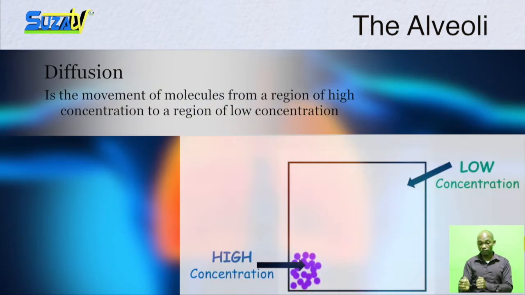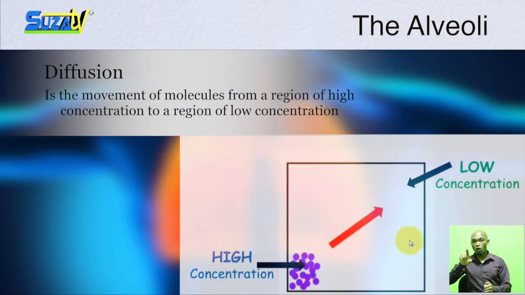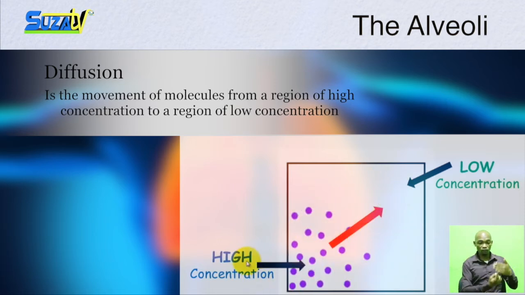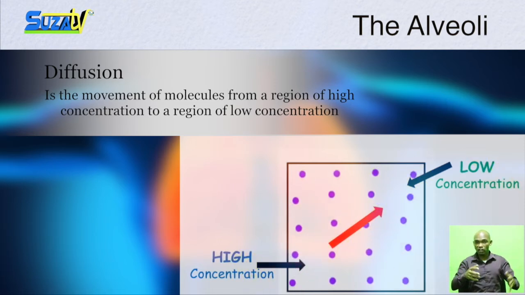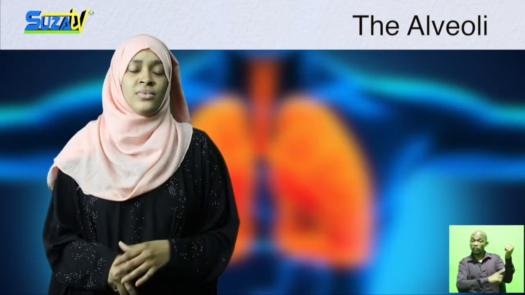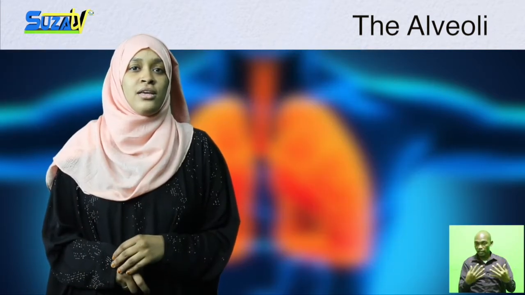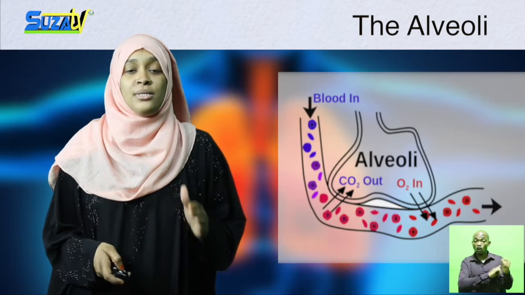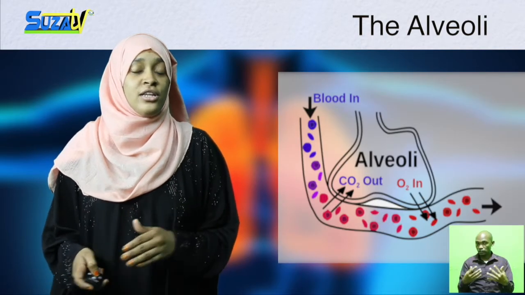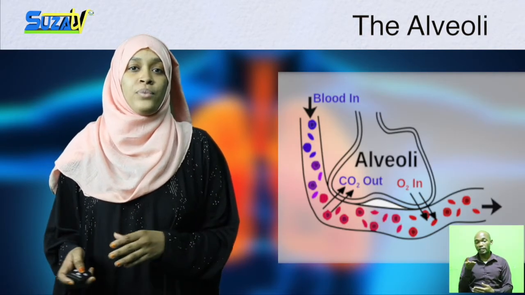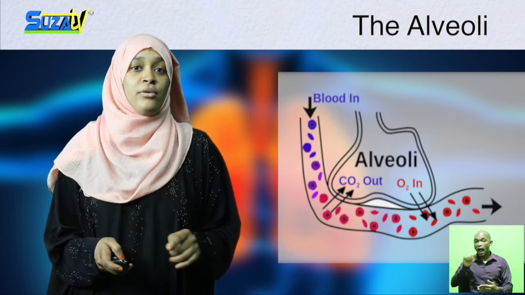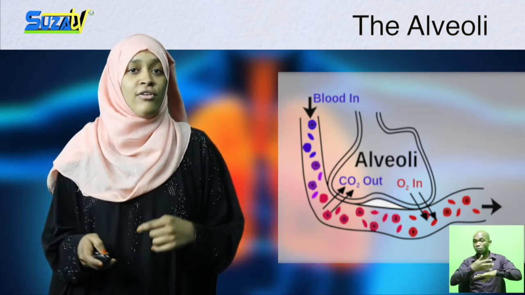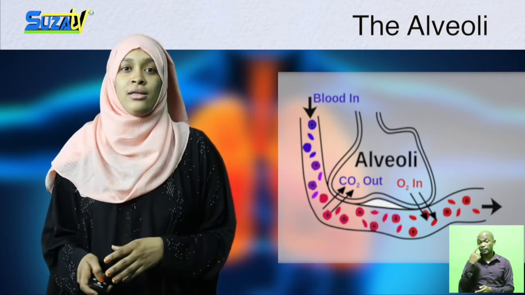By definition, diffusion is the movement of molecules from a region of high concentration to a region of low concentration. This means that in order for the gas exchange to occur, there must be a difference in concentration of air, oxygen, and carbon dioxide between the alveolus and the blood.